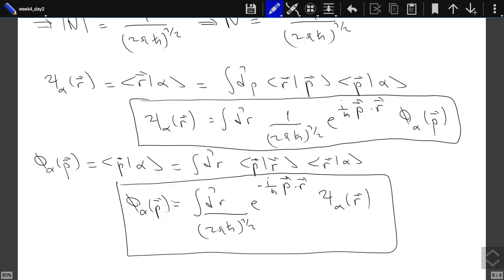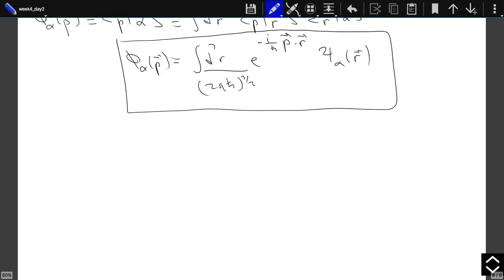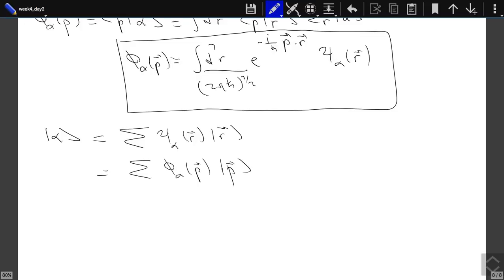So psi alpha of r is multiplying an eigenket of position, so its absolute square gives you the probability density that your particle will be in that ket, which is a particle at position r. Phi alpha of p multiplies the ket p. Let me use the summation sign: the sum of psi alpha of r times the ket r, or phi alpha of p times the ket p. They are equal to the same ket.